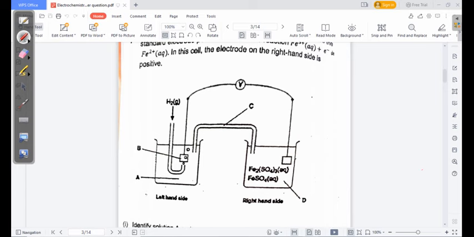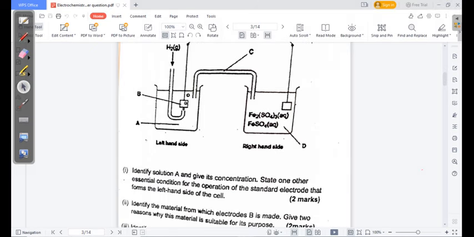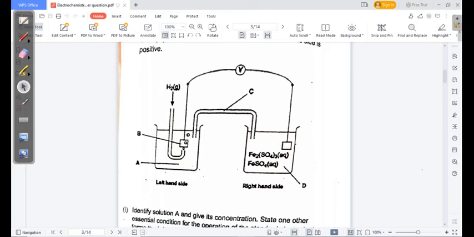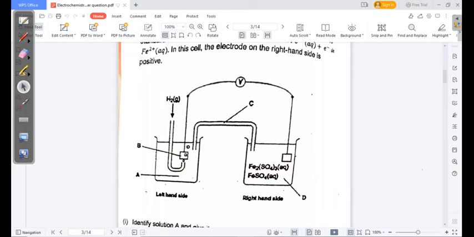Okay. So without wasting much of your time, when you look at question A there, we are asked to identify A and give its concentration to start with. So looking at what is being produced, we have bubbles being produced. What have we seen? We've noticed that hydrogen is being added. So what happens?